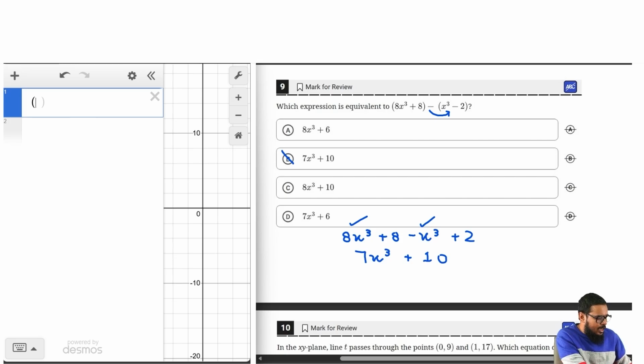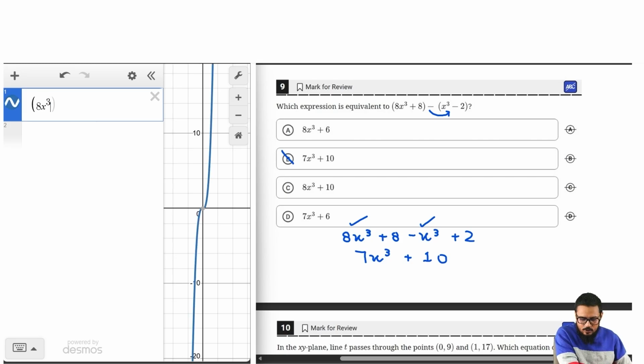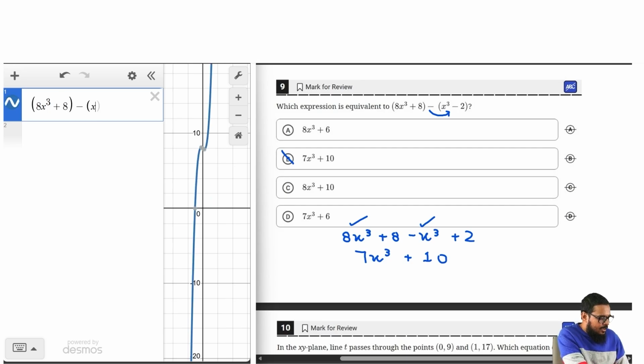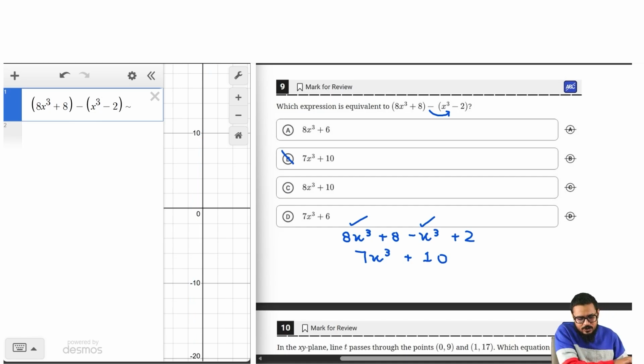For example, I'm going to start with 8x cubed, which is my original question. So 8x cubed, and then plus 8, close, and then minus x cubed. Let's say you don't know anything about algebraic simplification, just type everything on Desmos. Since every single answer option is in the form of ax cubed plus b, I'm going to equate it with ax cubed plus b at the end.